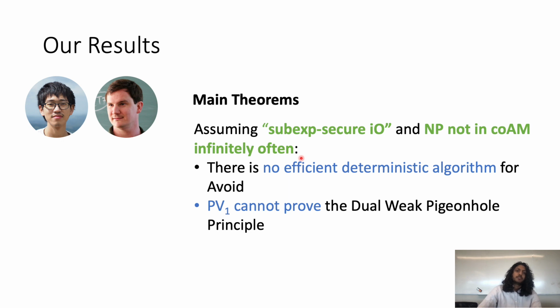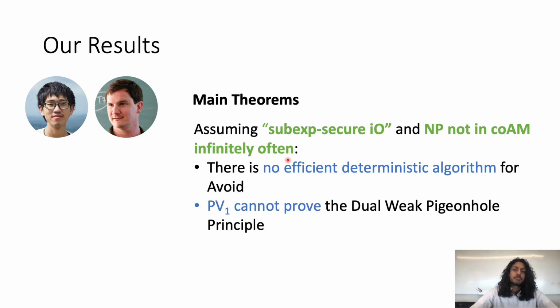There is in fact no efficient deterministic algorithm for Avoid, and also PV1 cannot prove the dual weak pigeonhole principle. So under these two assumptions, this one is a very standard complexity-theoretic assumption. As we'll see later, this has become a standard cryptographic assumption, or at least a widely believed cryptographic assumption. You can actually show that the answer to the two questions on that outline slide is both no. PV1 cannot prove the dual pigeonhole principle, and there's no efficient deterministic algorithm.